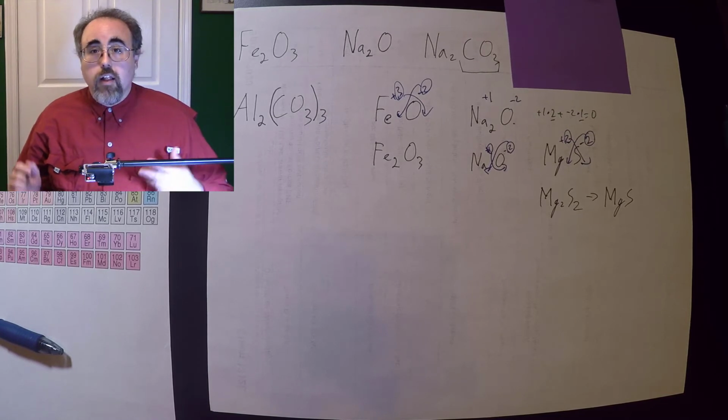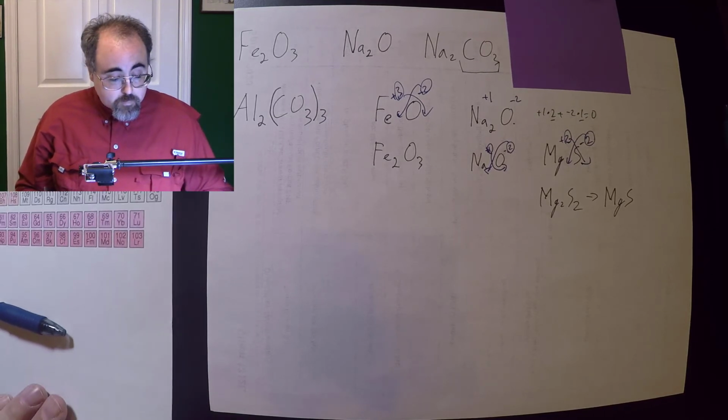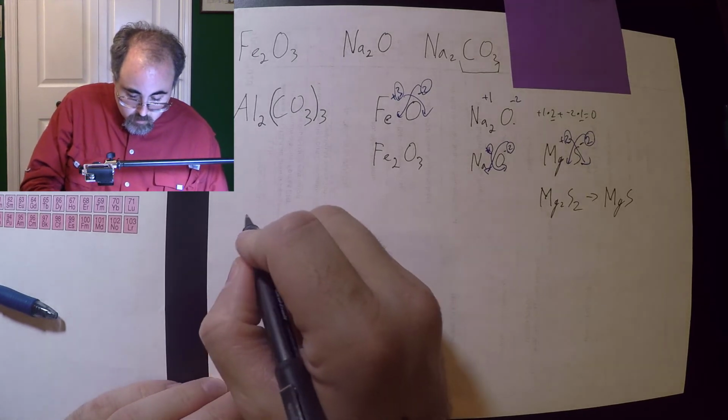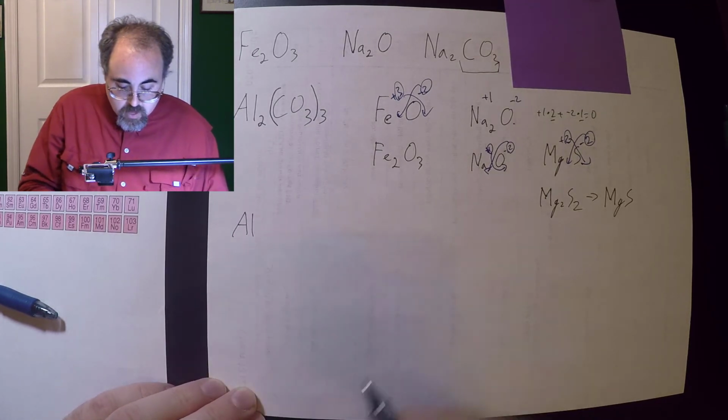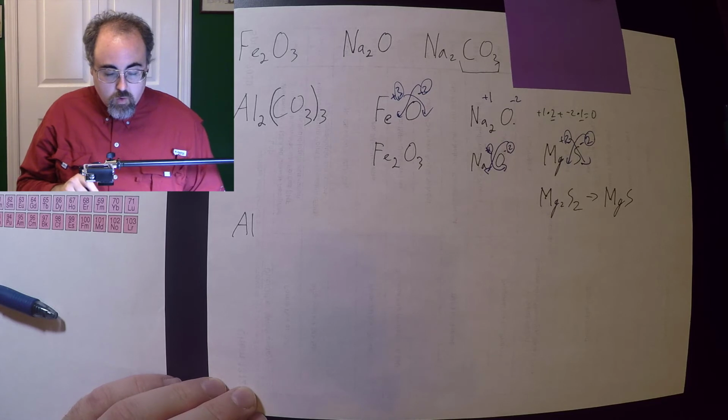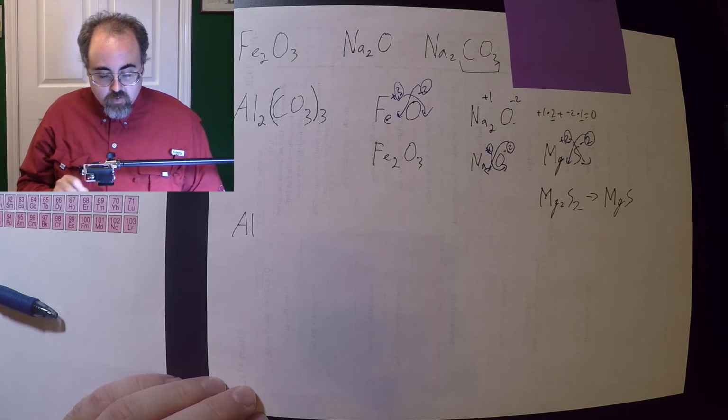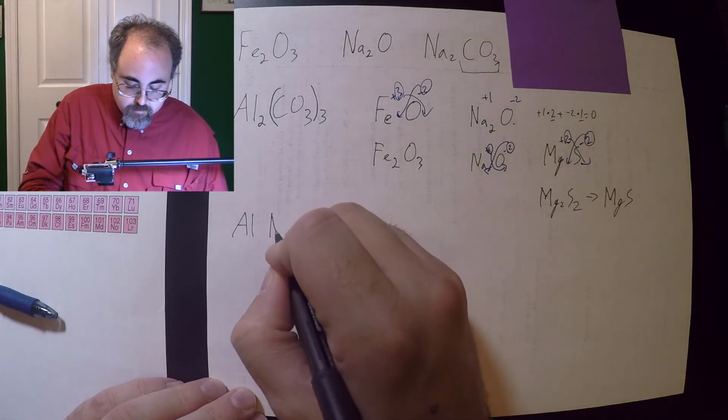It's going well. Let's take a look at the polyatomic ions. So let's go for some more aluminum over here. And I'm going to do aluminum nitrate.